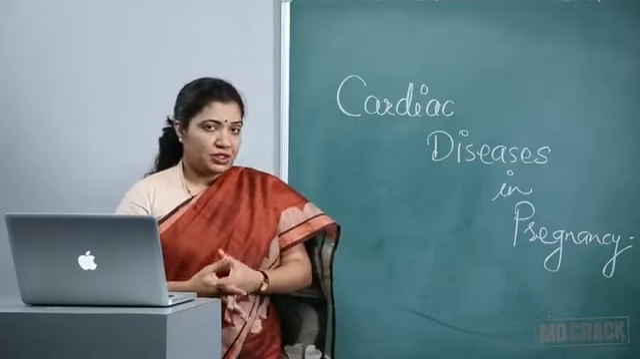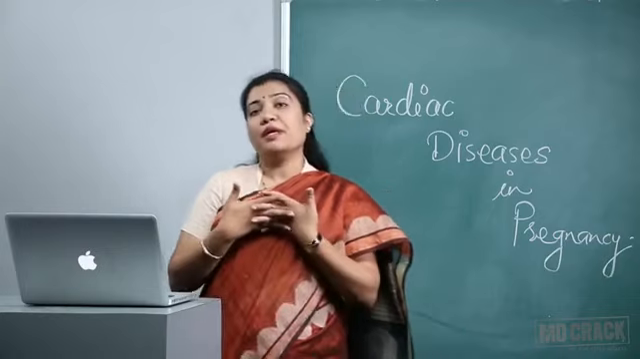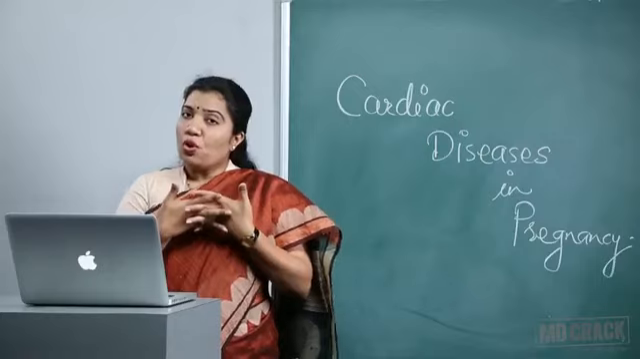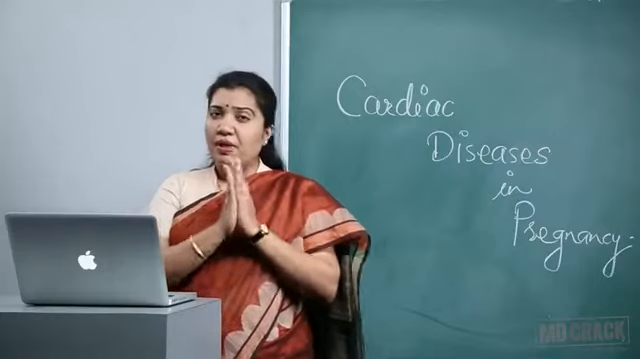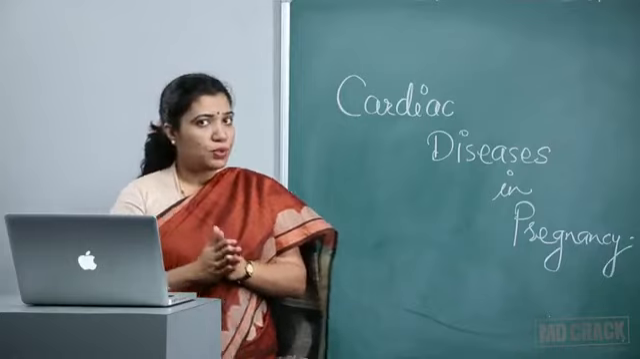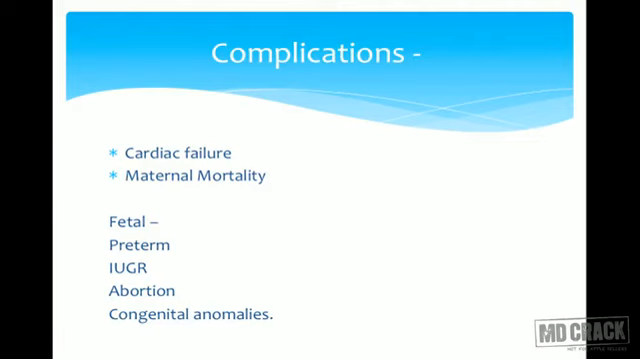Now what are the complications seen? The major maternal complication is cardiac failure, and that may lead to maternal mortality. Then there can be endocarditis, pulmonary edema, and thromboembolism. So all these changes can be there, but the main one is cardiac failure, the main cause of maternal mortality. So a woman who is pregnant, just because she is pregnant, may die. Fetal complications: there can be preterm deliveries, prematurity is the one.